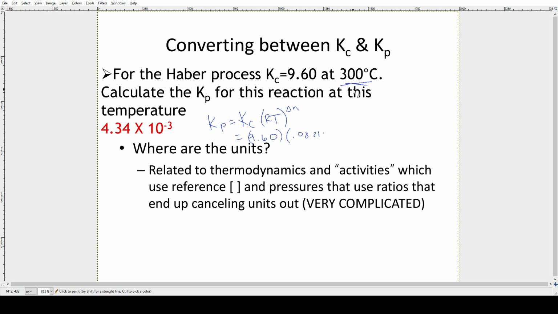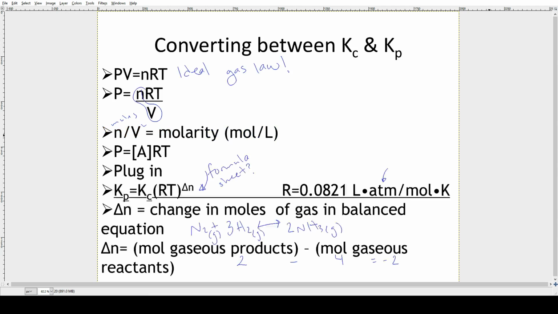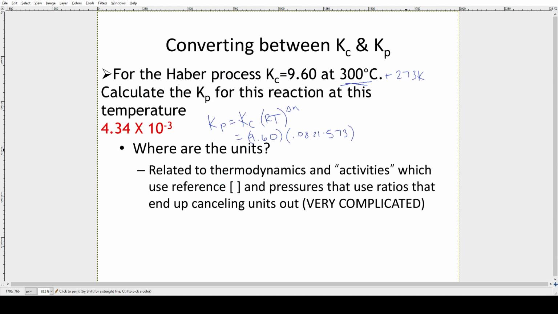Now think to yourself, do we use Celsius ever? Basically not. In this situation, again, we're using Kelvin, so plus 273. And if you want to know why, think about the units of R. Liter atmospheres per mole Kelvin. So 573. And this is raised to the delta n, which we just figured out. Here it is, negative 2. And it's negative 2 because we've got 2 moles of gaseous products minus 4 moles of gaseous reactants. Raised to the negative 2.